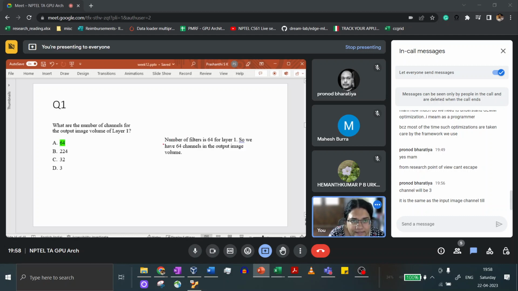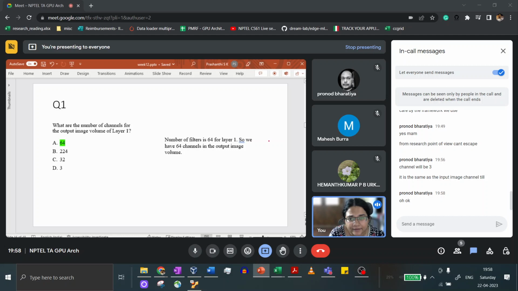Yeah, so this is what it says. Number of filters is 64 for layer 1. So we have 64 channels in the output image volume. If you think of the channels in the input image, it's easy to think of them as RGB. But once you come to these filters, it's different. It doesn't have that same connotation. But the number of channels will be equal to the number of filters. That's typically what we see in a convolution layer.